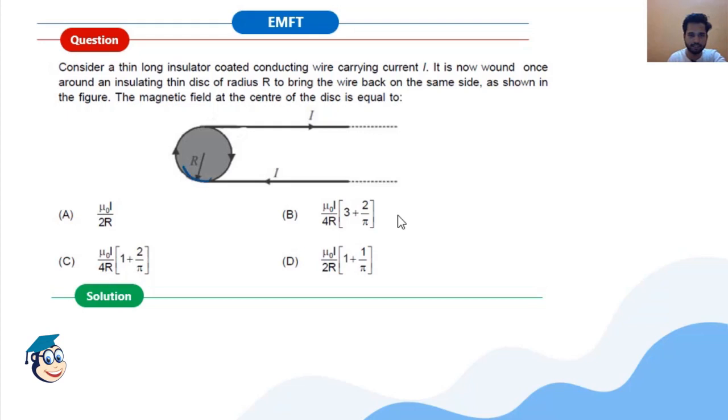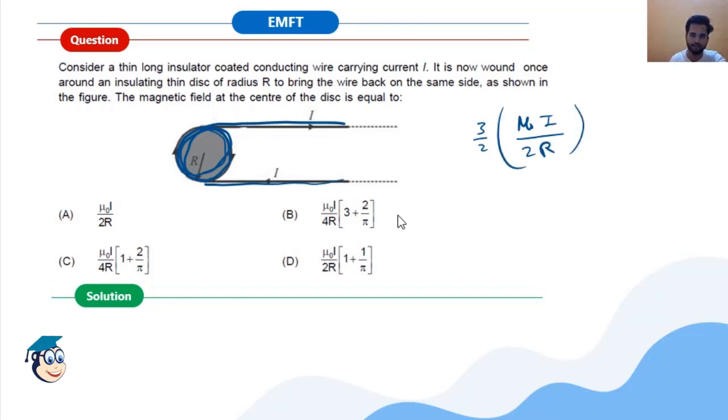So you can see this is a 3 by 2 rotation. This is a complete rotation and this is an extra half rotation. Then the wire goes like this and it came like this. So this is a 3 by 2 rotation. You can easily notice this. So due to the circular part, the magnetic field at the center would be 3 by 2 times mu naught I over 2r. This is the magnetic field due to the ring part.